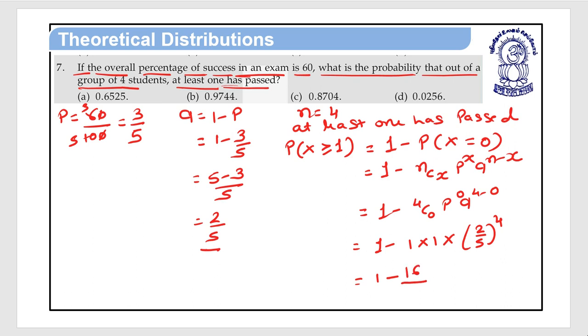So 1 minus 2 to the 4, which is 16, over 5 to the 4: 5 5s are 25, 5 25s are 125, 5 125s are 625. So 625 minus 16 by 625 is equal to 609 by 625, which is equal to 0.9744. So option B matches with the answer. So option B is the right answer.